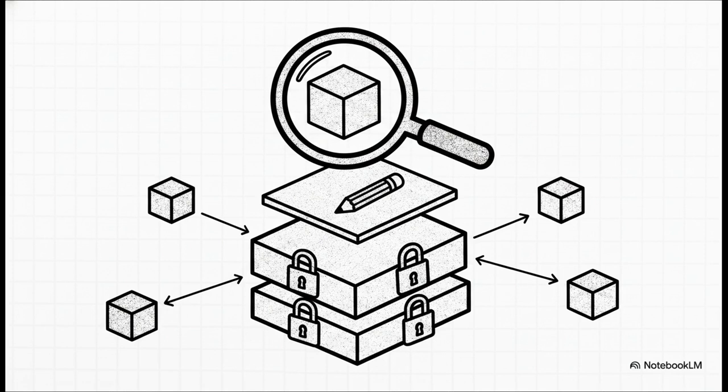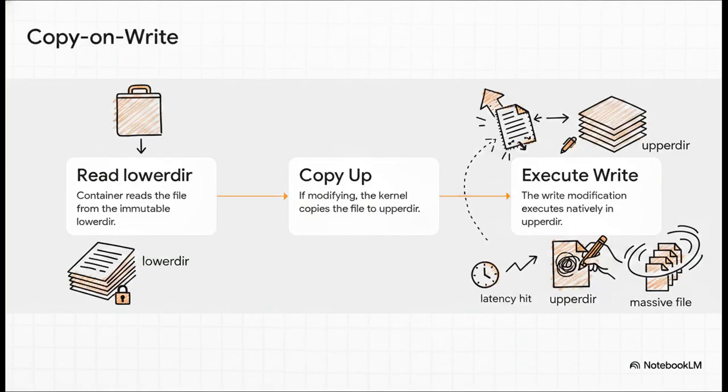Finally, the merged directory is the unified, seamless view the container actually experiences. This brilliant setup is exactly how hundreds of running containers can safely read the exact same static base libraries from the lowerdir without duplicating a single byte of data on your actual disk. And this layered approach is exactly what enables the famous copy-on-write mechanics. When a container just needs to read a file, it happily pulls it from the read-only lowerdir.